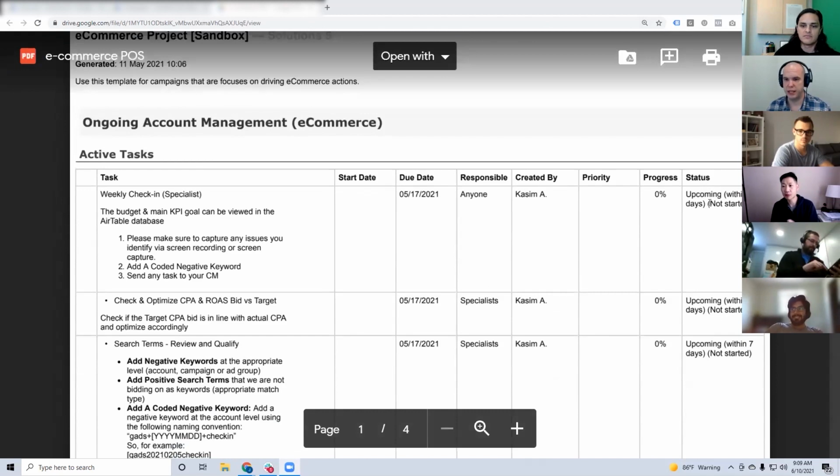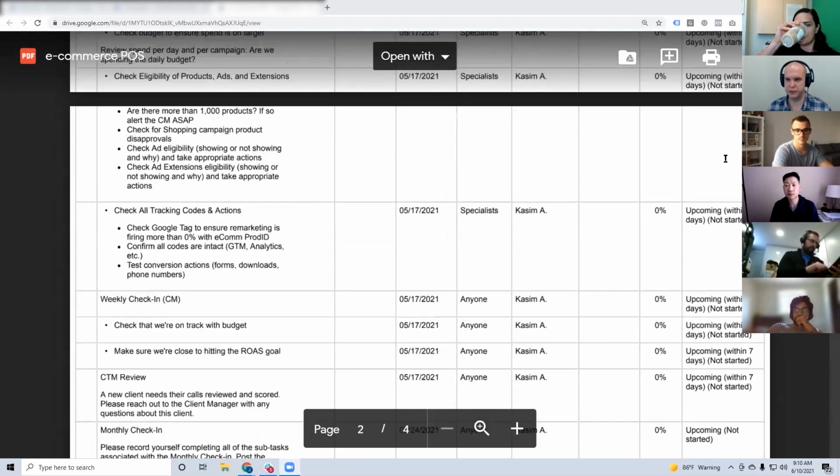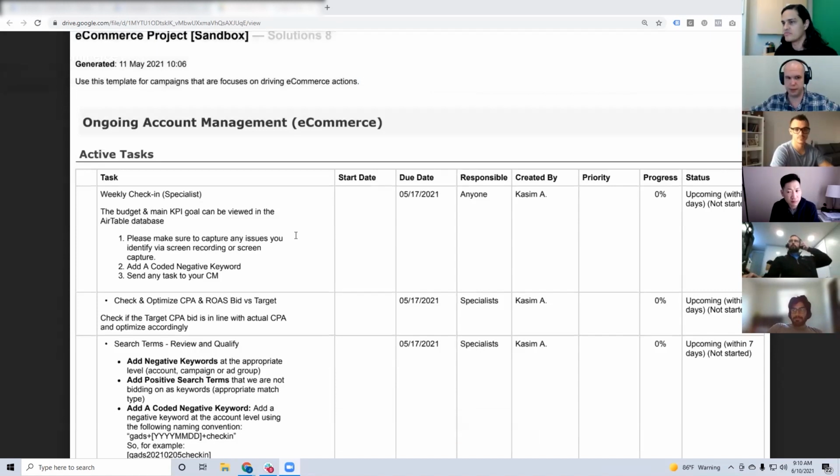No worries. And so you'll see that there are 7-day recurring tasks. This is something that we use internally. This is how we manage campaigns. This is everything that we follow. And I want to briefly go through this, because if anybody's going to use this document to optimize their own campaigns, and this is for all campaigns, so there's a lot here.